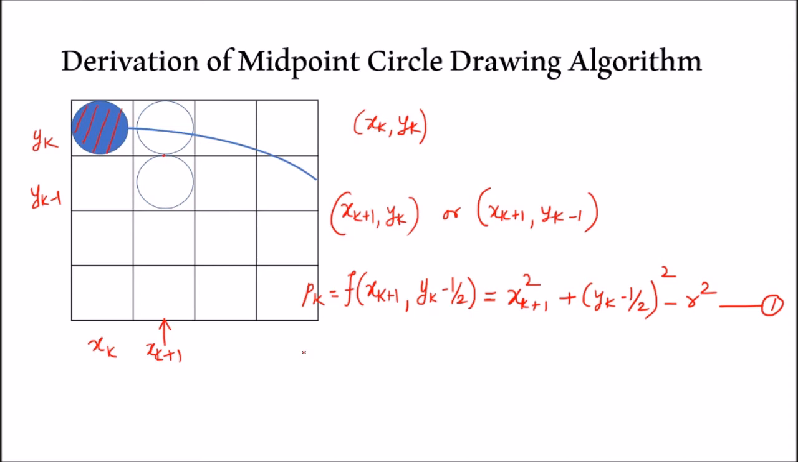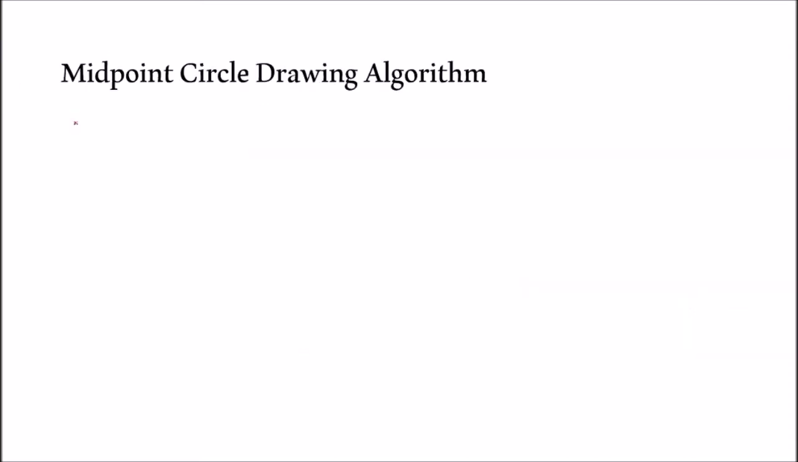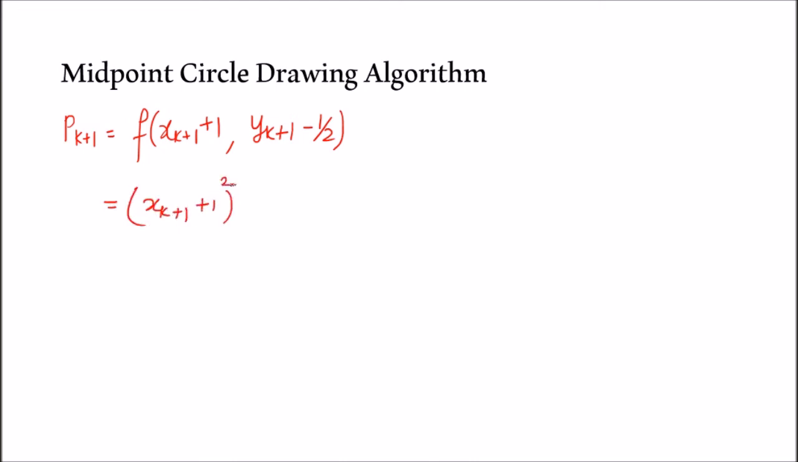Now we can write the successive decision parameter. The next decision parameter, p of k plus 1, is equal to f of x of k plus 1, y of k plus 1 minus 1 by 2. We'll expand this as x of k plus 1 bracket square plus y of k plus 1 minus 1 by 2 bracket square minus r square, equation number 2. Here k plus 1 is a notation for the next one, actually not a value. So it is nothing but p of k plus 1.